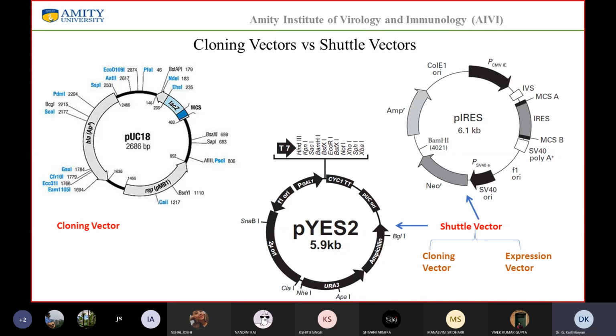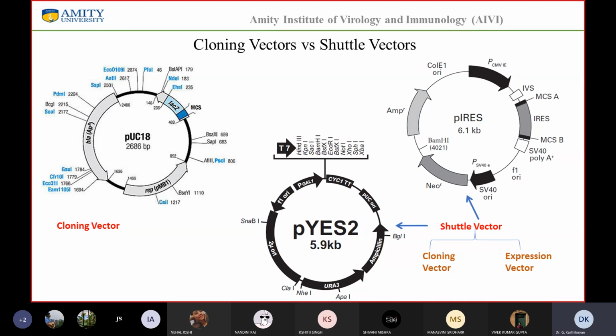In contrast, these two vectors I had shown you are expression vectors. These two are called shuttle vectors. Shuttle vectors can be very broadly classified as shuttle cloning vectors or shuttle expression vectors. So these two are shuttle expression vectors. I'm just showing you an example.